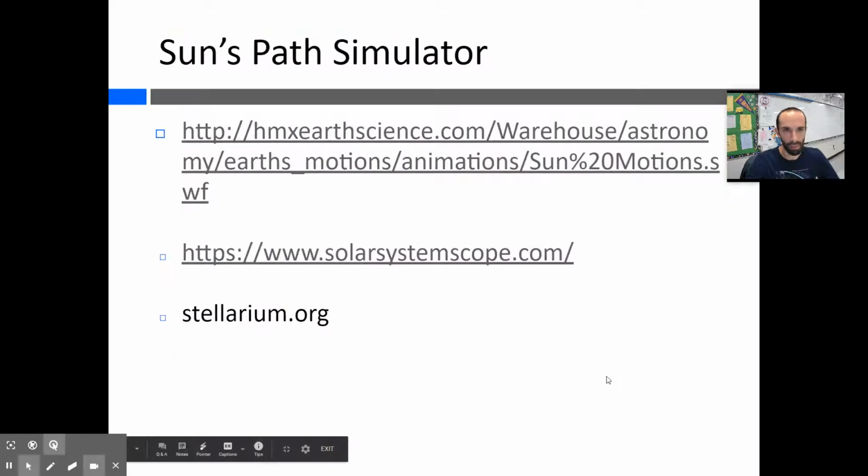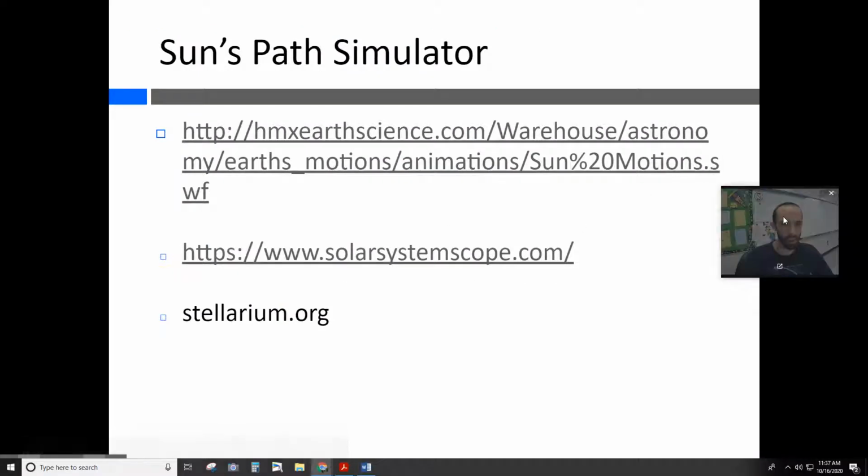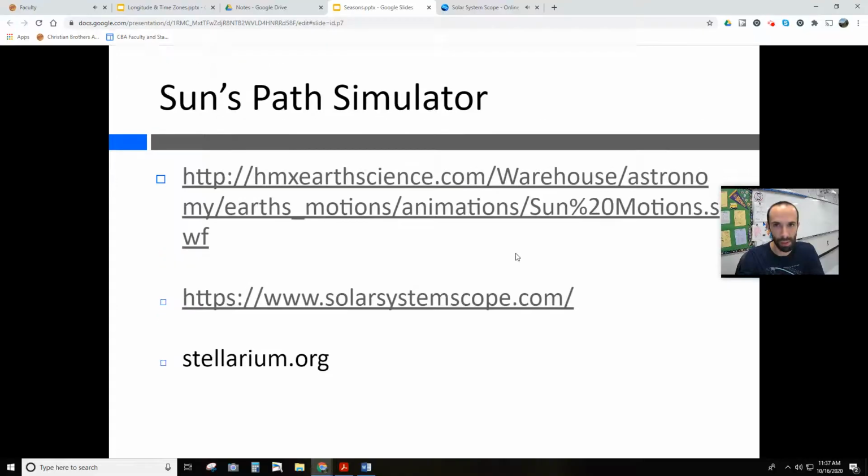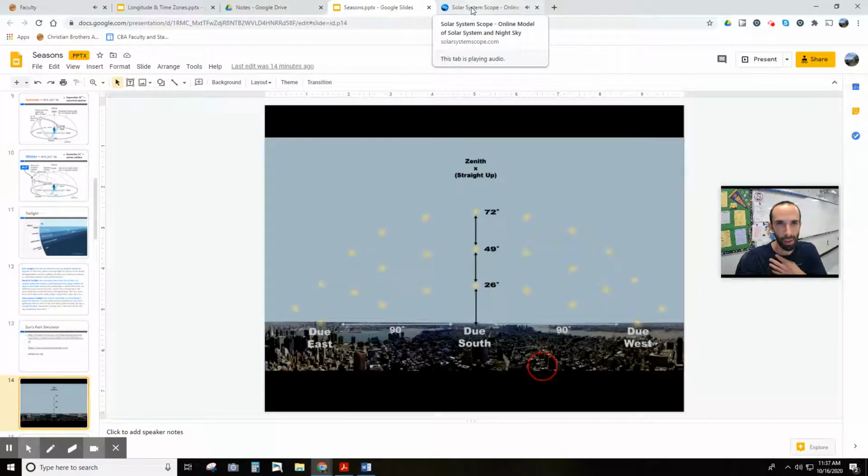All right, so some simulators, just to help you with understanding the path of the sun across the sky. There's a few that are listed here. One I want to show you in particular. So let's go to this one. It's called Solar System Scope.